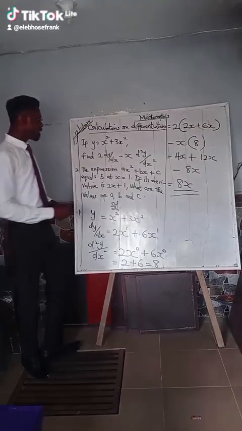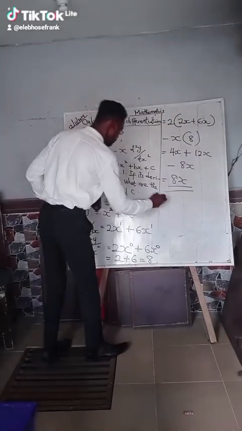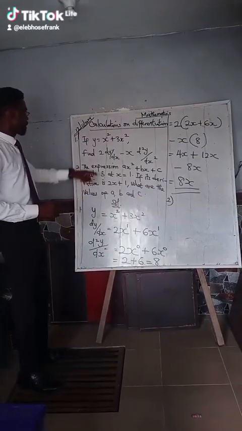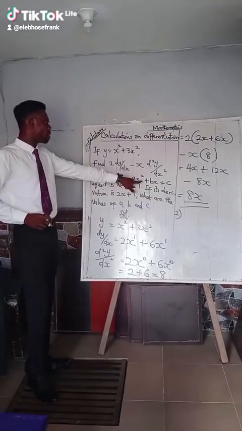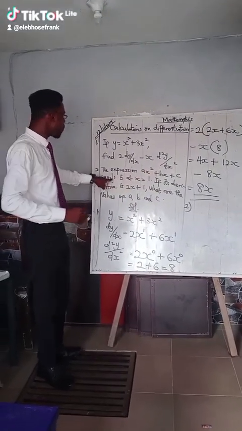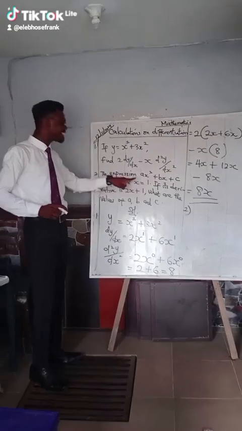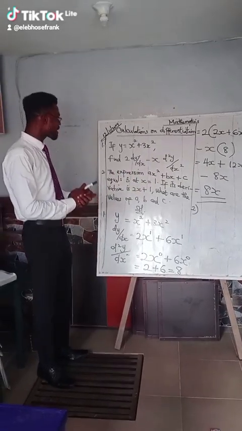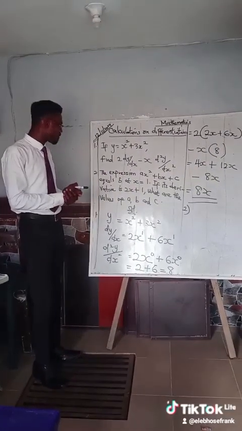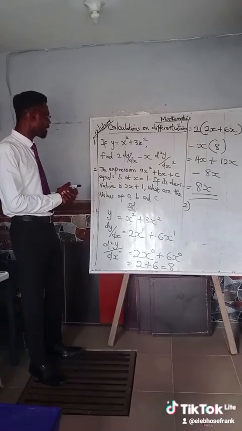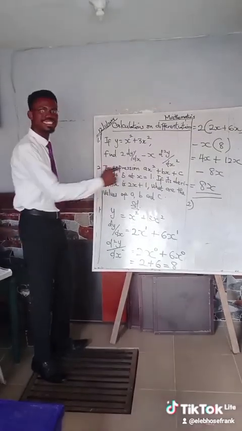Now let's move on to the second question. Look at the second question. The expression ax squared plus bx plus c equals 5 at x equals 1. If the derivative is 2x plus 1, what are the values of a, b, and c? This is the question.